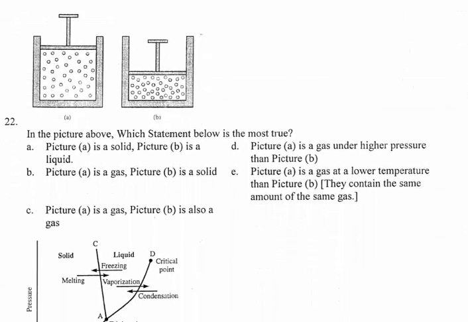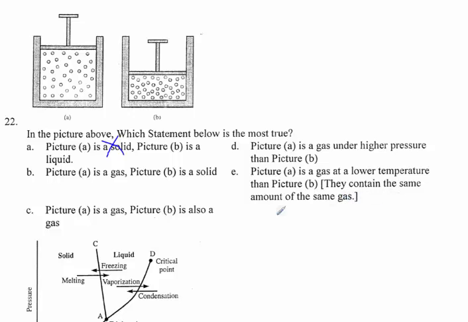In the picture above, which statement below is most true? Let's see. So A and B. It looks like B is compressed somehow. Picture A is a solid, picture B is a liquid. No, of course, picture A is not a solid. Picture A is a gas, and picture B is a solid. No, I rather doubt that picture B is a solid. Picture A is a gas under high pressure. No, under lower pressure. Picture A is a gas at lower temperature than picture B.